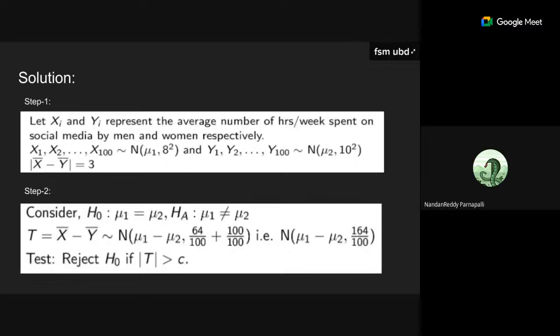So we are comparing sample means. If the difference is pretty close to some small value, then we are very likely to say that maybe the means are equal. If the difference is greater than some 10 or 20, then how can we say that mu1 is equal to mu2? So we will reject h0 if the difference is greater than some c.